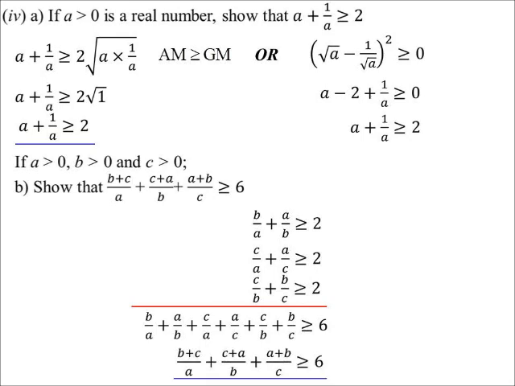Have a look at it closely. Group the denominators together. Over the a, I've got b plus c. Over the b, I've got a plus c. And over the c, I've got a plus b. And that's what we were trying to prove.